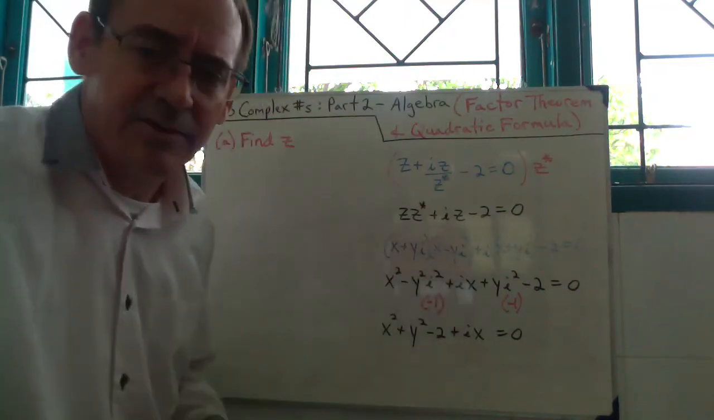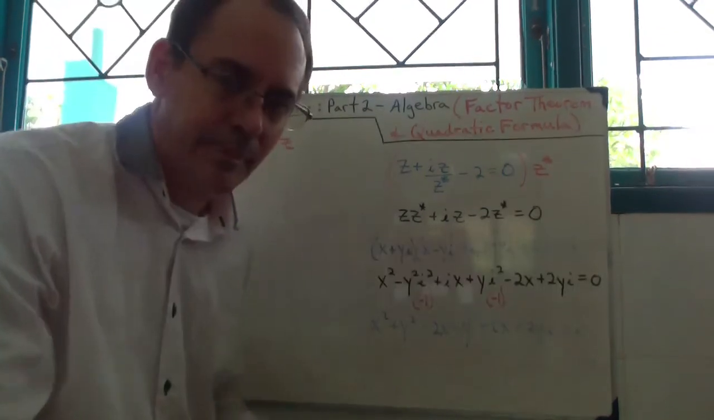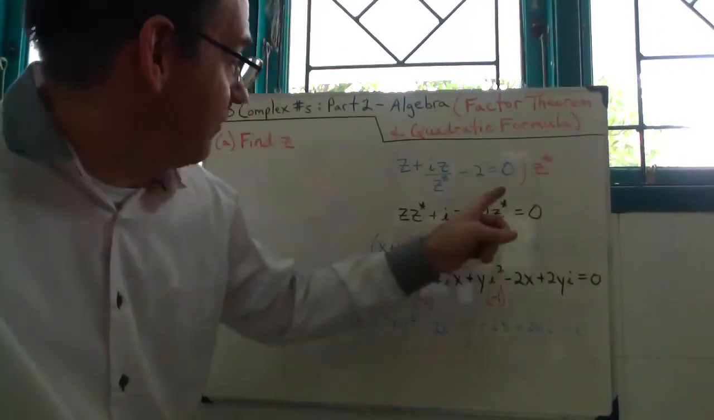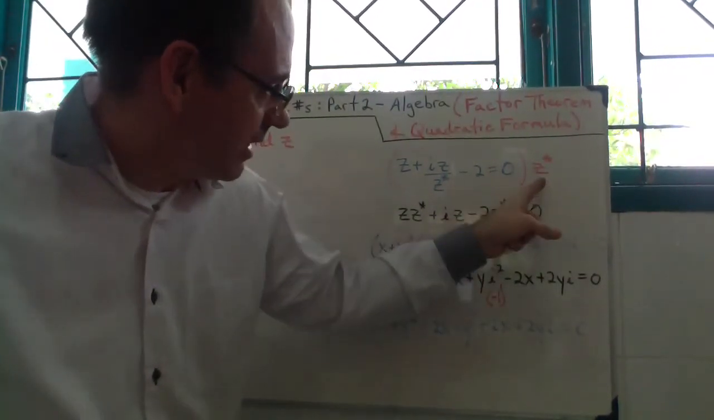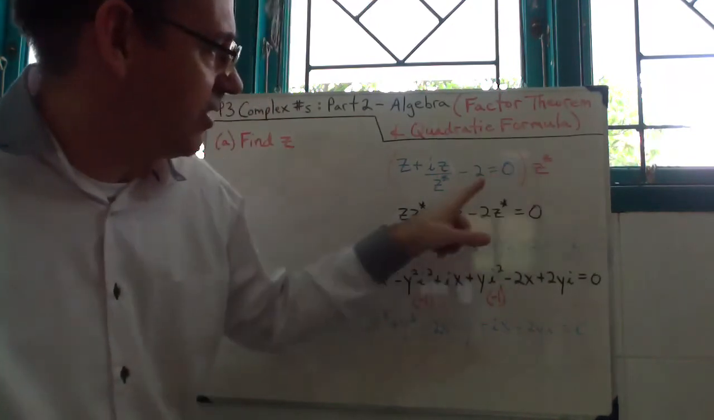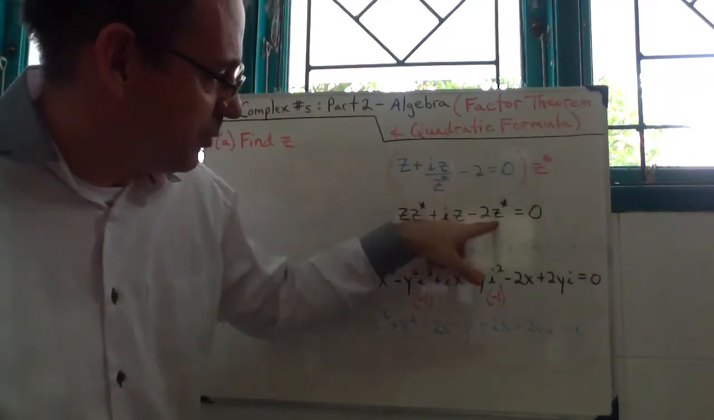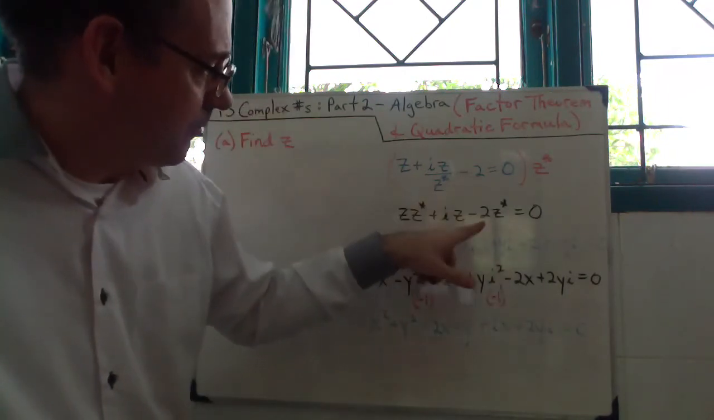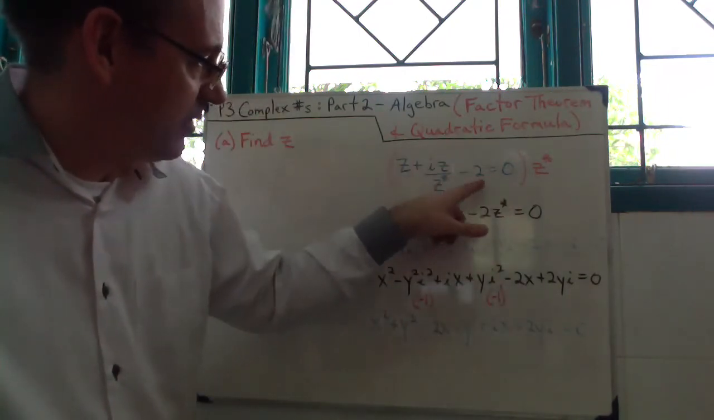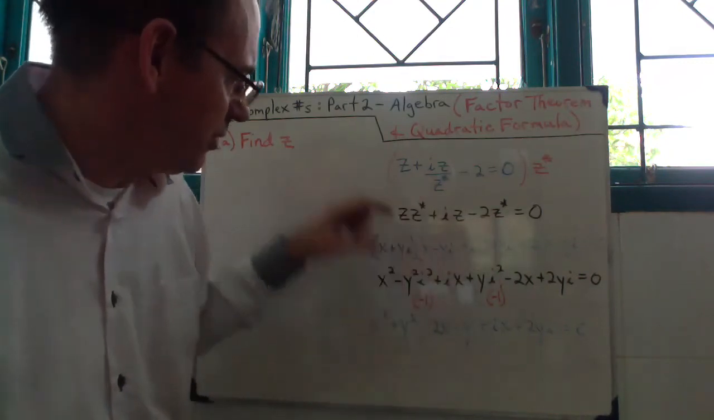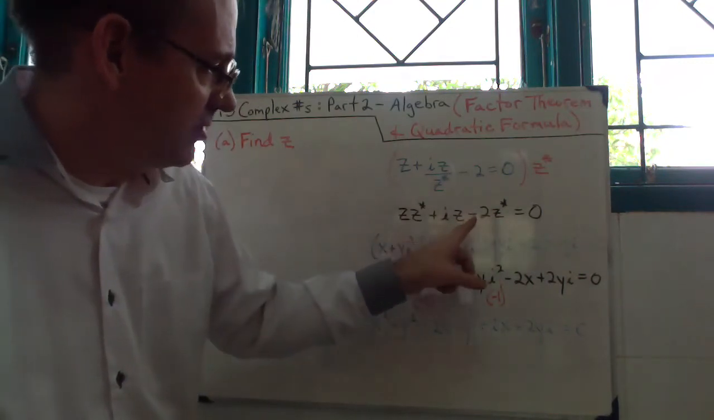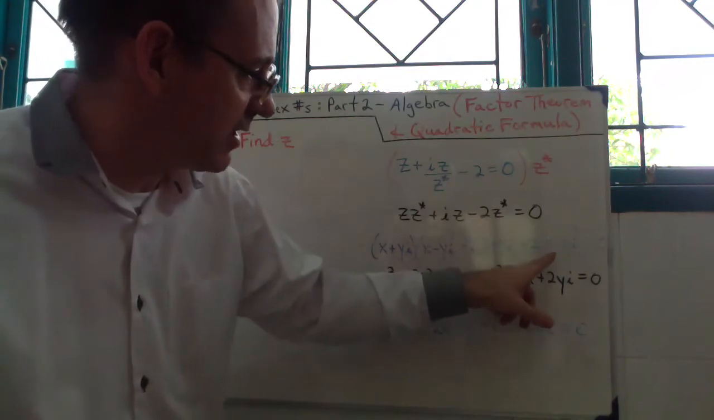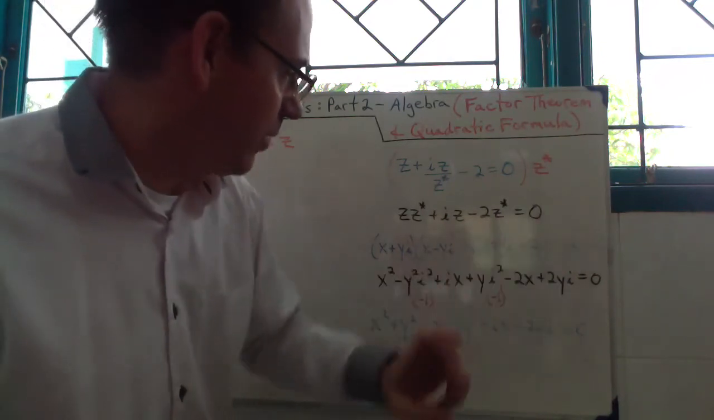Let me just look at this really quick. Okay, sorry about that. I found my mistake when I multiplied the z star through. I forgot to put it on the 2, so I went back and fixed it. I distributed it to everything else, but I forgot to put it on the 2. So when we plug in, this should be a minus 2 times the conjugate, x minus yi.